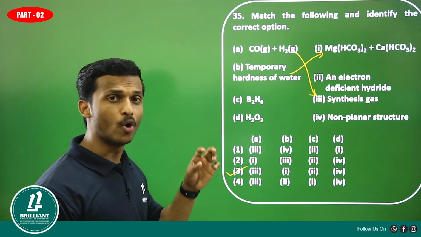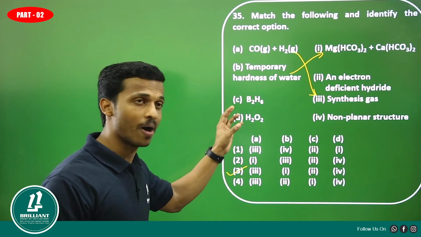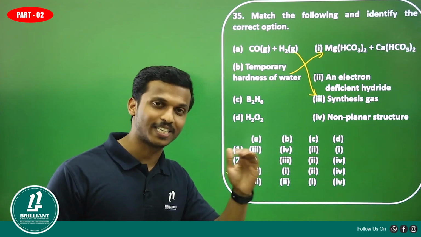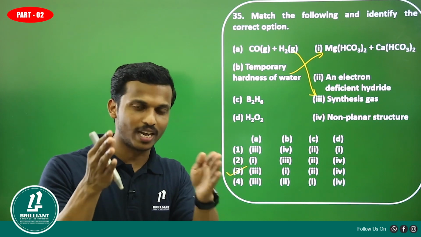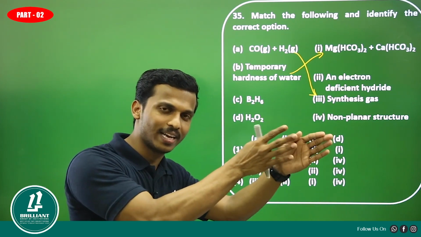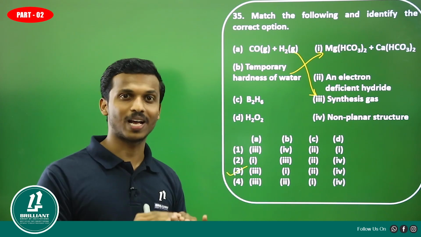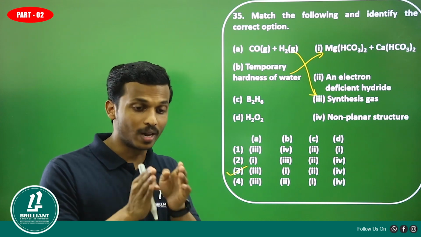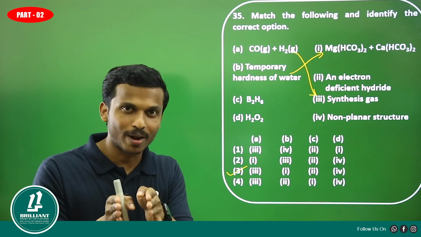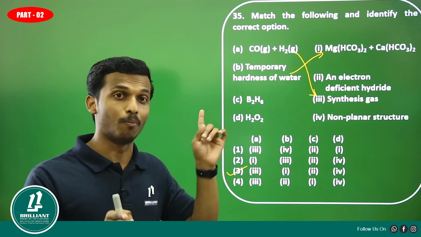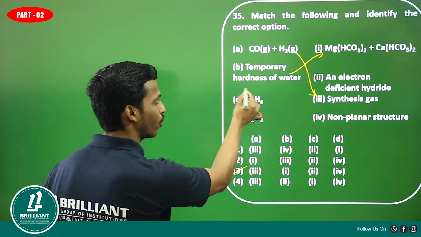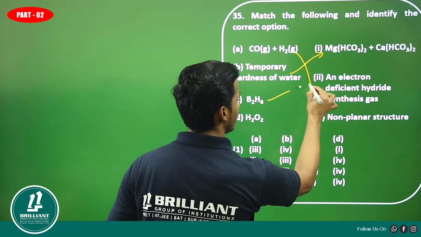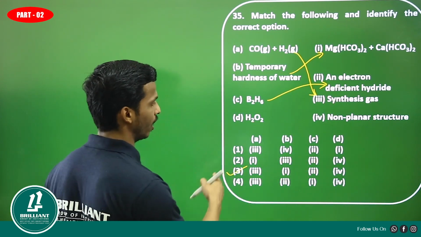B2H6. You know student, boron family elements, when they form hydrides, they are electron deficient. We studied in grade 11 the hydrogen chapter. We classified hydrides into 3: ionic, covalent and interstitial. Covalent again we classified into 3: electron deficient, electron precise, electron rich. Electron deficient means hydrogen combining with the 13th group element, boron family, right? So boron hydrides are electron deficient hydrides. Yes, that is the second one.